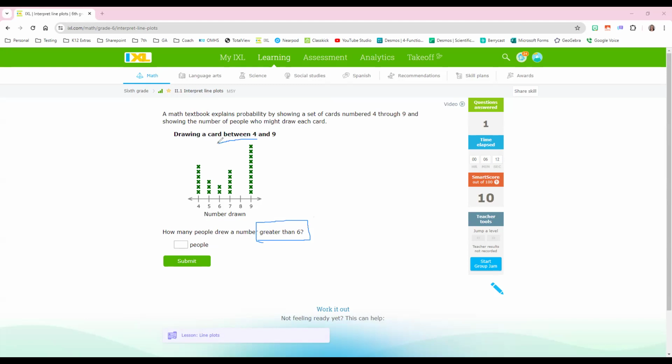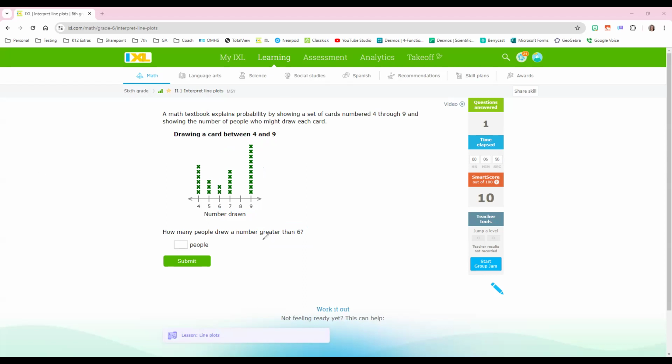So all of the things greater than 6 would be this right here. Let me fix that. That wasn't a very good circle. There we go. So all of these numbers here are people that drew a 6 or greater. Oh, wait, hold on. I maybe read it wrong. It says greater than 6. Did it say greater than or equal to 6? Or like the last one, it was at least 2? No, it didn't. So let's rethink this.